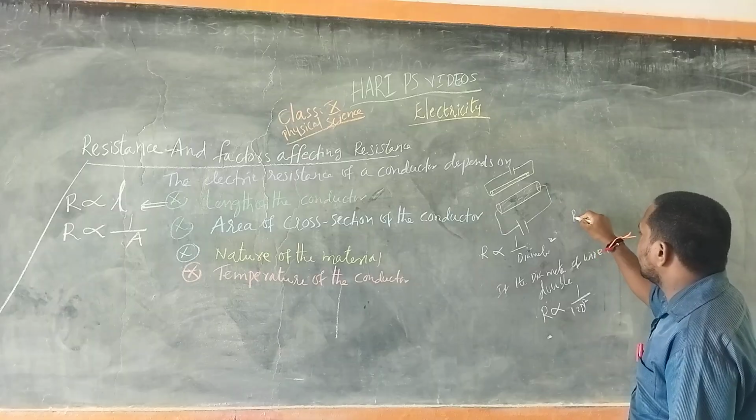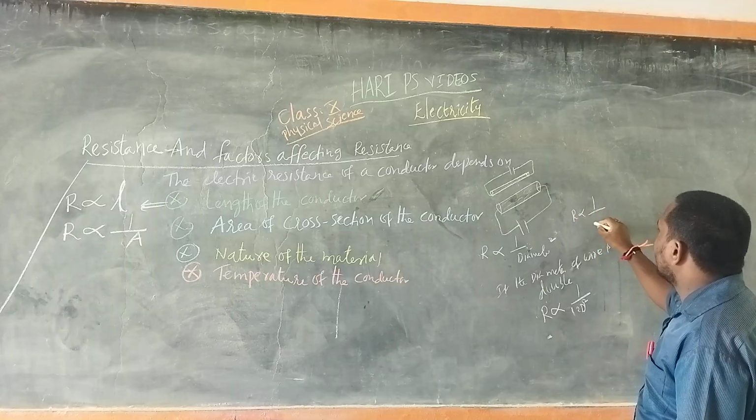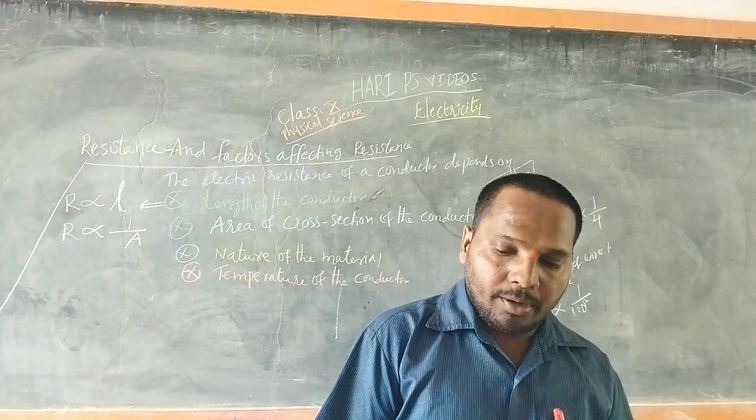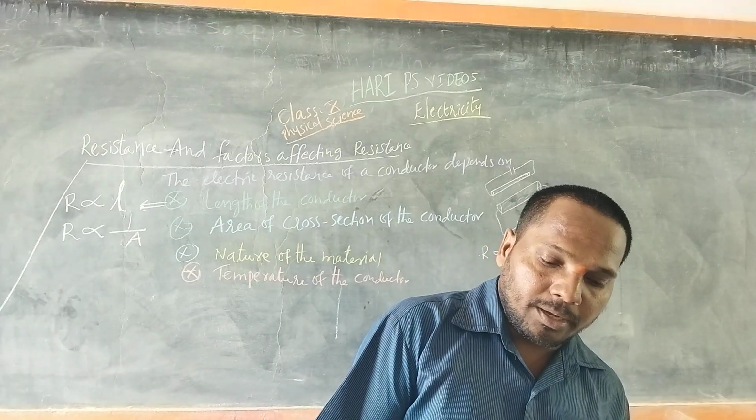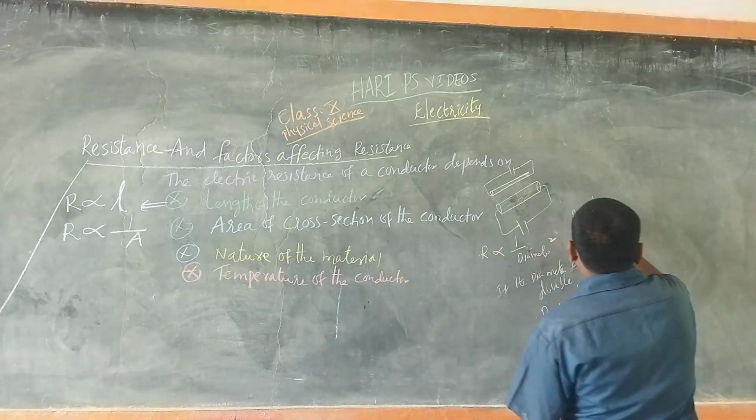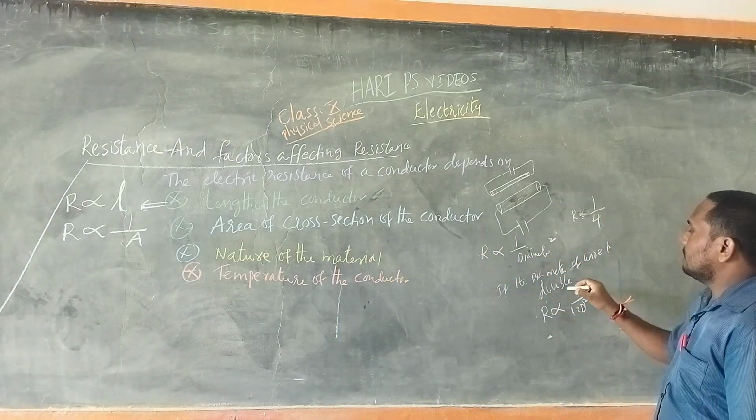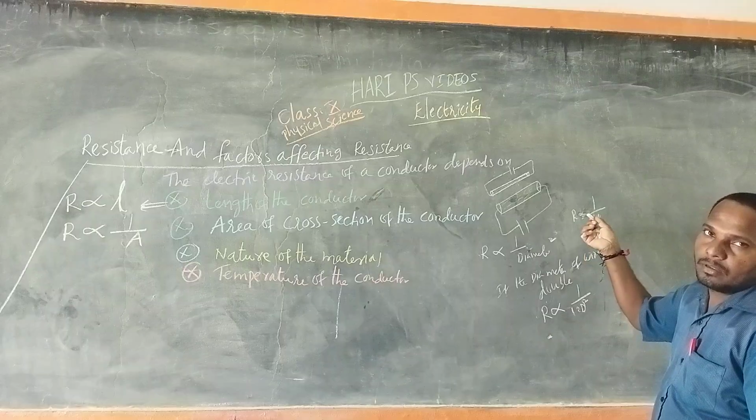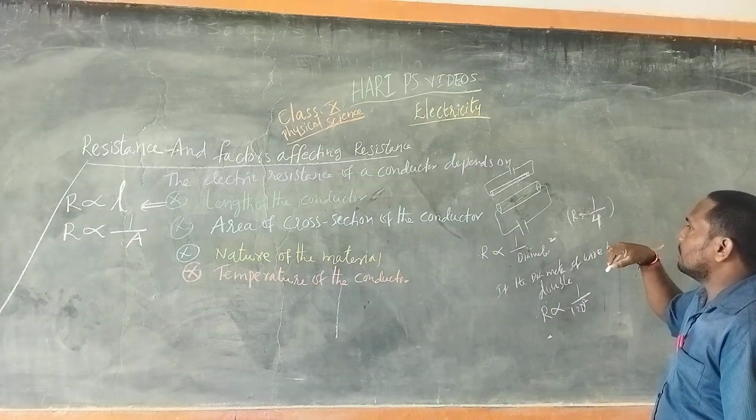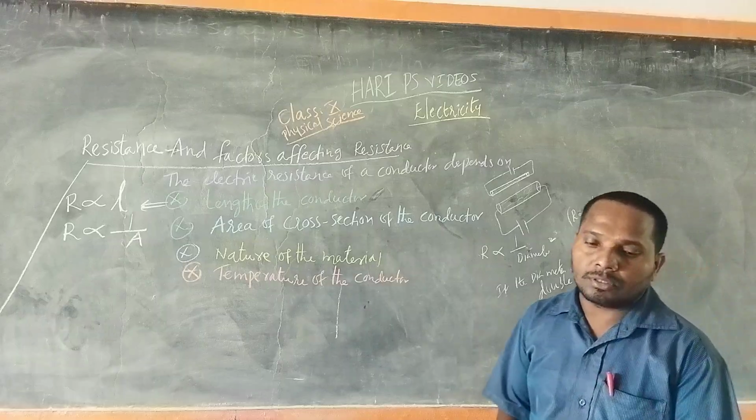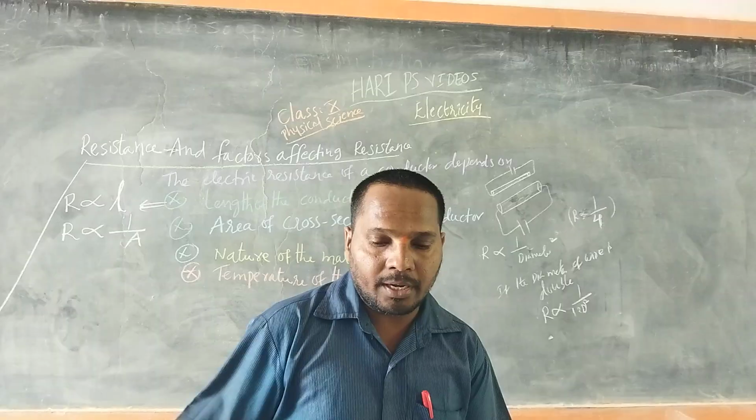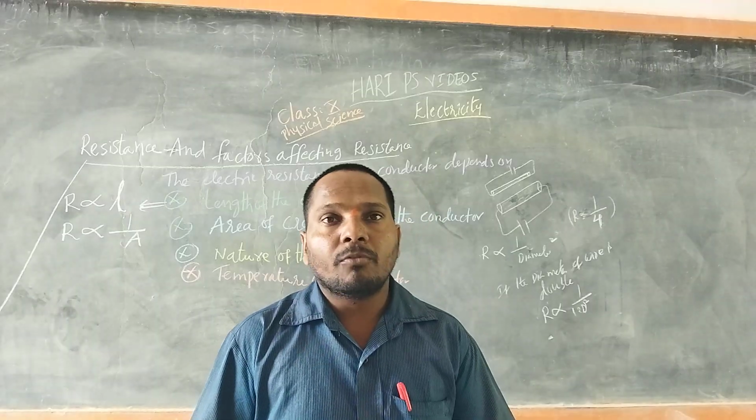Then the resistance becomes 1 by 4. Sorry, R is equal to 1 by 4 when the diameter is doubled, so its resistance becomes 1 by 4th. If the diameter of the wire is halved, then the resistance becomes 4 times.